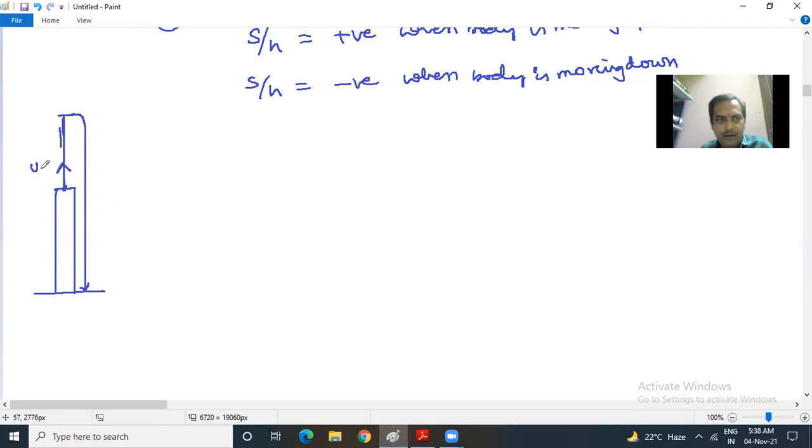You provided u in the upward direction. But when it comes to the point of projection, this is going to be the displacement. This is going to be the displacement, which is also equal to the height of the tower.